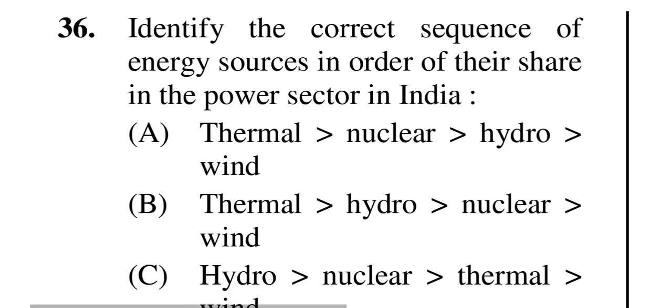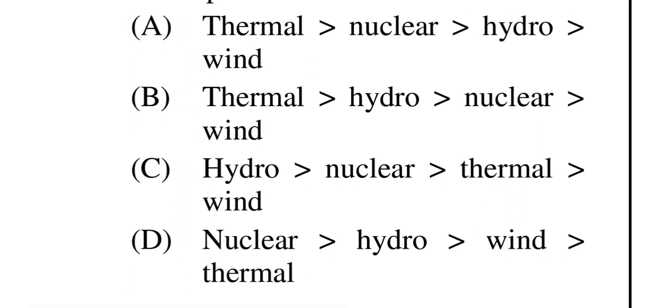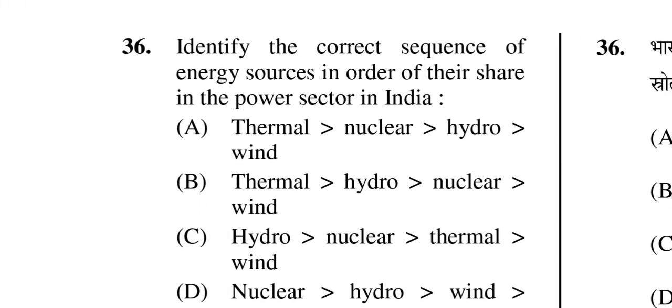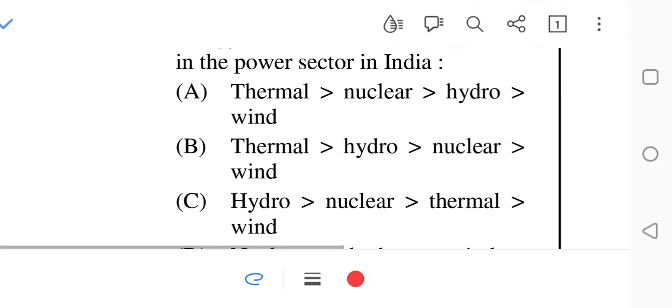36. Identify the correct sequence of energy sources in order of their share in the power sector in India. Thermal, nuclear, hydro, wind. Thermal, hydro, nuclear, wind. Hydro, nuclear, thermal, wind. Nuclear, hydro, wind, thermal. Okay, now what is the correct answer? The correct answer of 36 will be thermal, hydro, nuclear, wind.